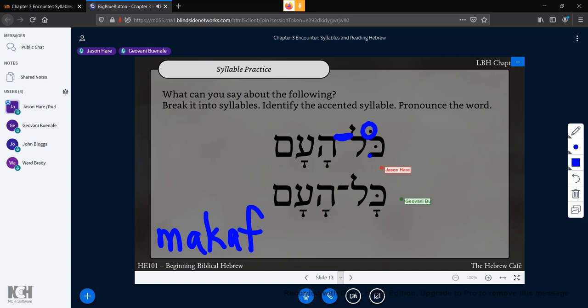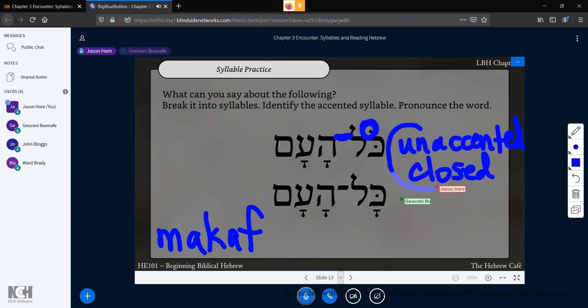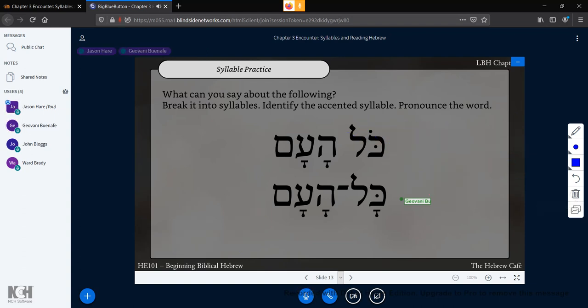Well, what happens? It becomes an unaccented syllable, because makaf gives the accent to the next word. So it's unaccented. And it's closed because it ends in lamed. Can it maintain a long vowel in an unaccented closed syllable? No, it can't. An unaccented closed syllable must be short.